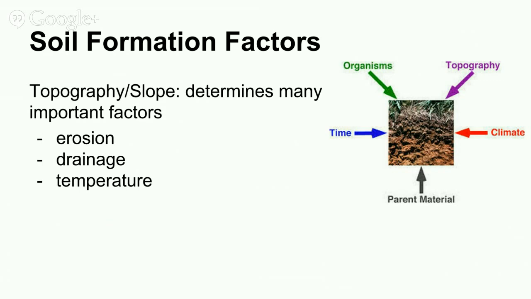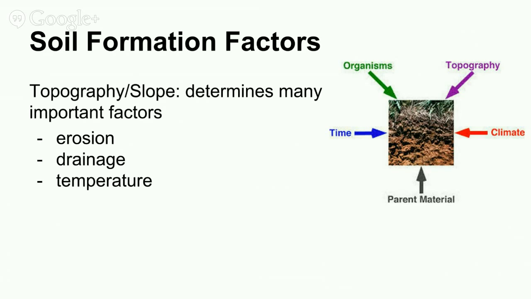The topography, or the slope of the land, determines the erosion rate, how much or how little drainage there will be, and the temperature of the soil. So erosion: if you're on a really steep hill, then gravity is helping out to pull those soil particles down the hill, and so your soil is never going to get to be very deep. And on the other hand, if you're at the bottom of a flat valley, all of those eroding particles from uphill are actually going to come and pile on top at the bottom of the valley. So that's going to help the soil get really thick really fast.